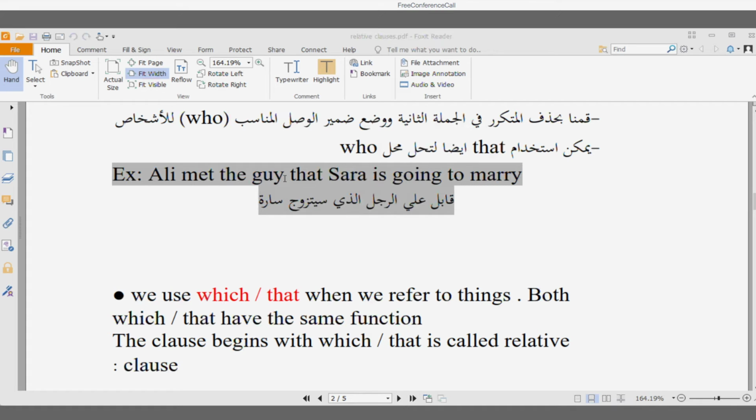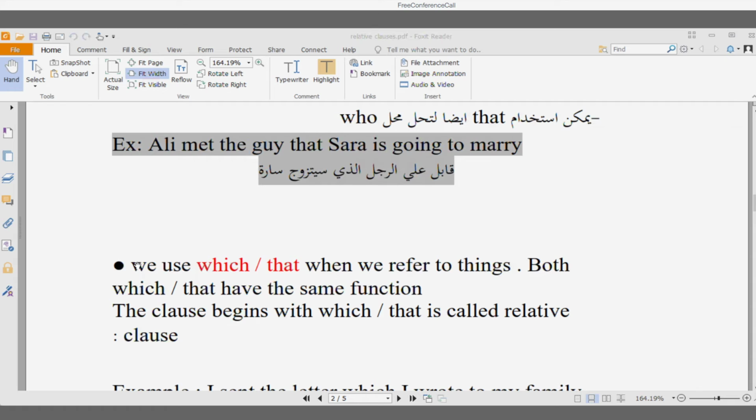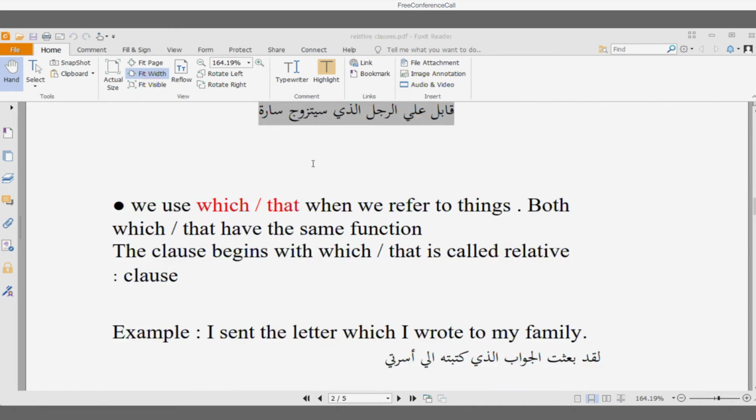زين هذه كانت بالأصل the guy is going to marry Sarah. So بدل ذول الجملتين الطوال أقول Ali met the guy that Sarah is going to marry. So استخدمنا ذات للإشارة للشخص اللي هو الجاي اللي أنا دا أحكي عنه الرجل. So أقدر أستخدم هو أقدر أستخدم ذات.